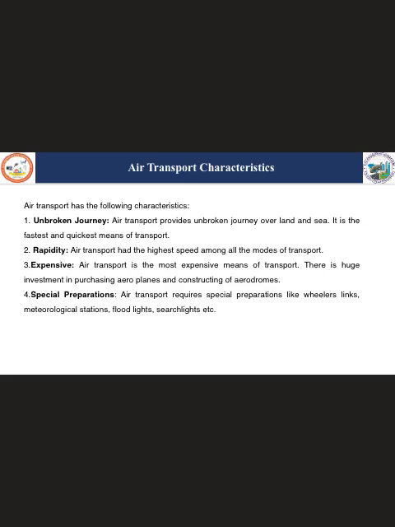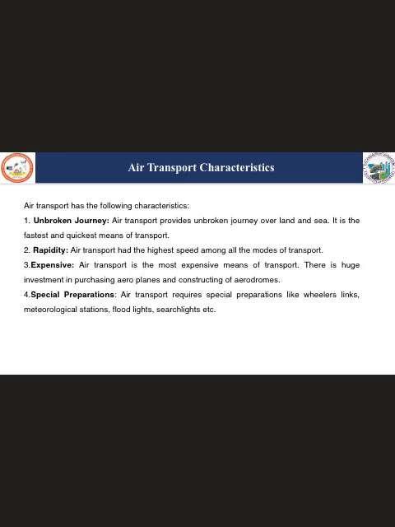We'll now look into the airport transport characteristics. Air transportation provides an unbroken journey. That means we can have an unbroken journey over land or sea, and it is also one of the fastest and quickest means of transportation. Air transportation provides rapidity. We already know that air transport has the highest speed among all modes of transportation.